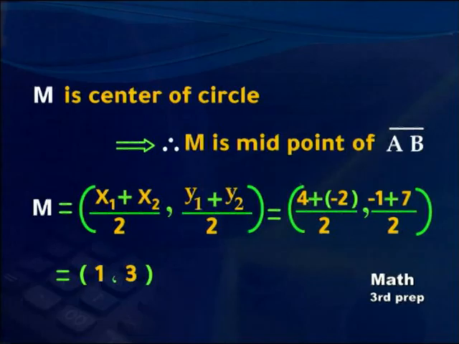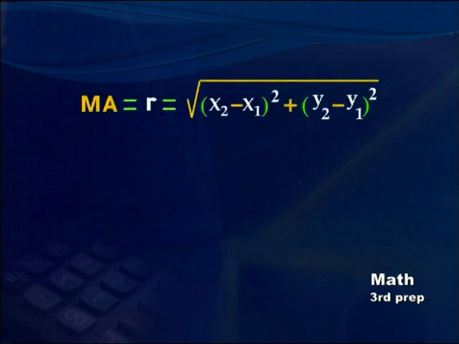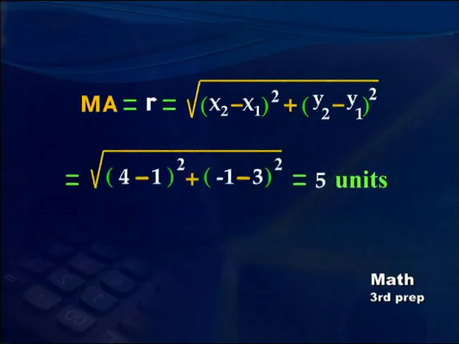To find the circumference, you must first find the length of the radius of the circle. So we can find the length of MA. MA equals the radius, which equals the square root of (x2 minus x1) to the power of 2 plus (y2 minus y1) to the power of 2. So it is the square root of (4 minus 1) to the power of 2 plus (negative 1 minus 3) to the power of 2, to obtain a result of 5 units. So the radius of the circle is 5 units.